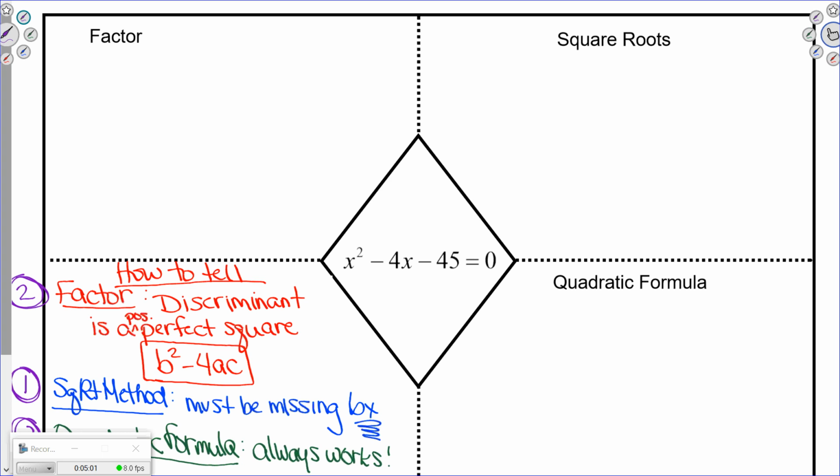So first, to tell if it factors or not, let's look at the discriminant. If I look at b squared minus 4ac, just so you guys can get some practice telling if that factors or not. So b squared would be negative 4 squared minus 4 times a is 1, c is negative 45. So what is that? So we get 196. Is 196 a perfect square?